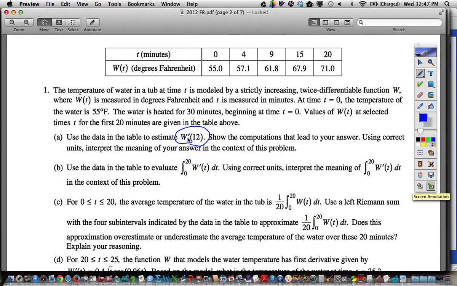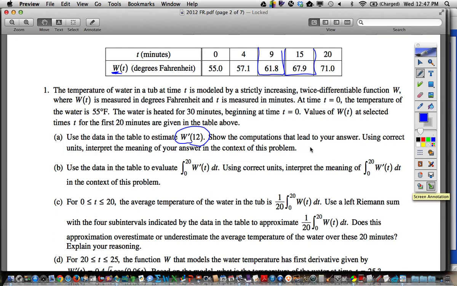But W prime of 12, what are we looking for? The rate of change or slope at 12. Can you calculate the slope at 12? This is W. So what do you use? These 2 points right here. 12 happens to be right between them. Those are the closest 2 points. This goes all the way back to the beginning of our slope days: pick 2 points as close as you can and do a slope calculation.